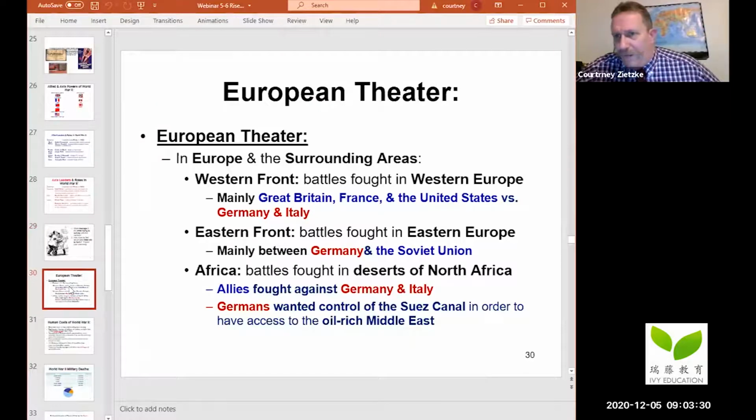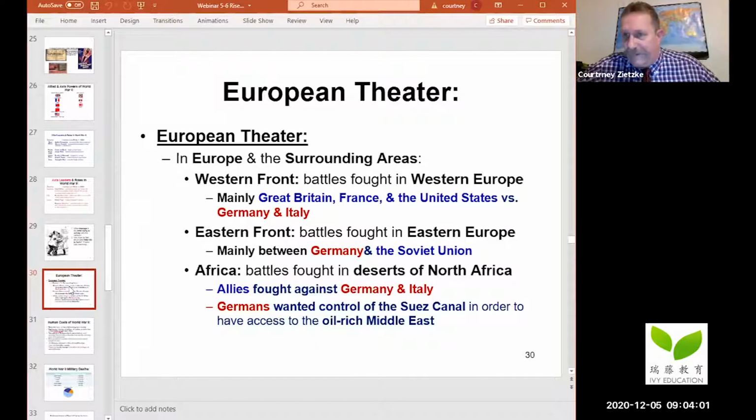Okay, the European theater of operations as we begin. In Europe and the surrounding areas, the Western Front was battles fought in Western Europe, mainly Great Britain, France, and the United States, versus Germany and Italy. The Eastern Front is the battles fought in Eastern Europe, mainly between Germany and the Soviet Union. Africa had battles fought in the deserts of North Africa, between Germany and Italy, and the Germans wanted to control the Suez Canal in order to have access to the oil-rich Middle East.